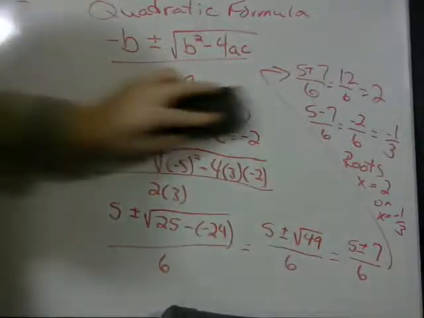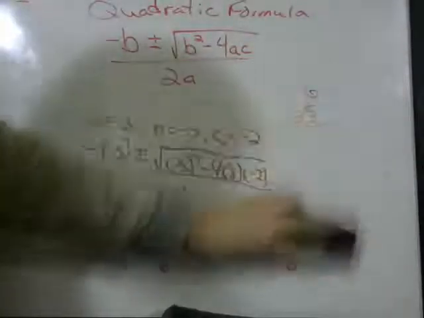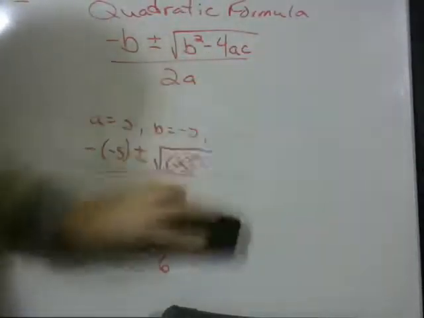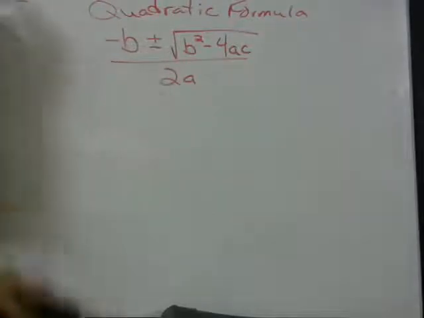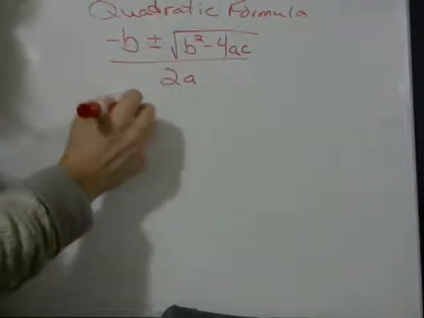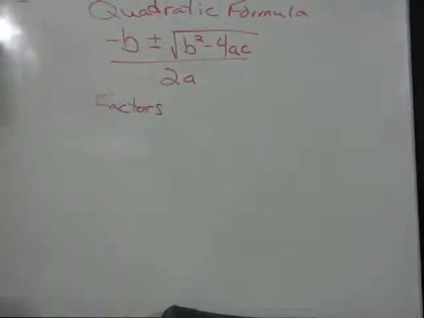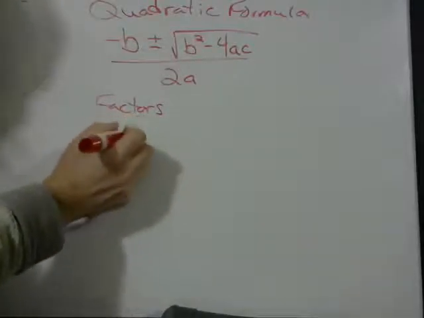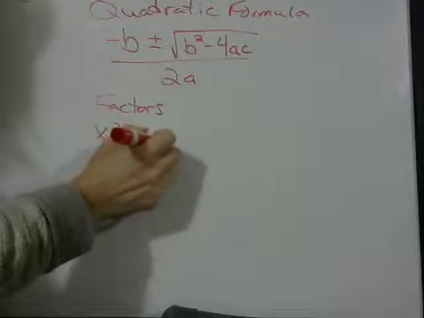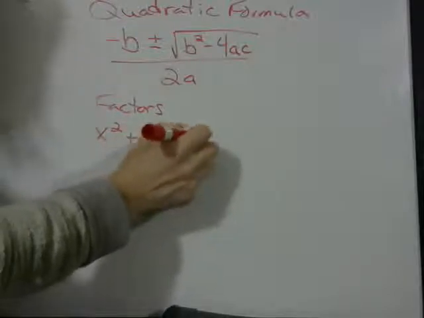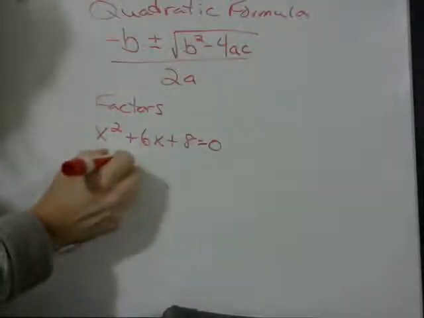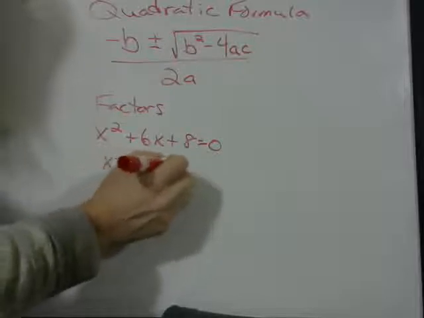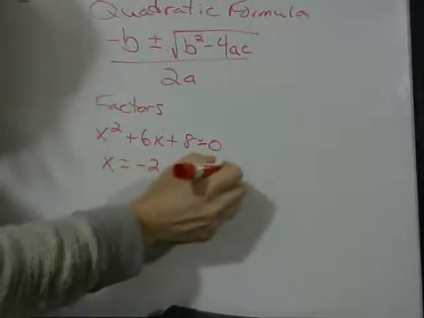Now, what they might ask, instead of just finding the roots, is finding the factors. So you're going to have to find the roots regardless. But let's say they asked to find the factors of, if you remember our first example, x squared plus 6x plus 8 equals 0. We had x equals negative 2 or x equals negative 4.